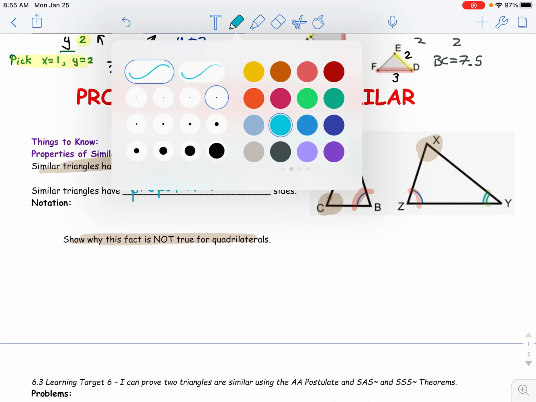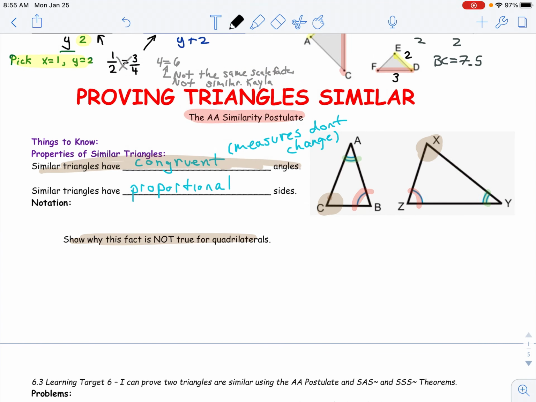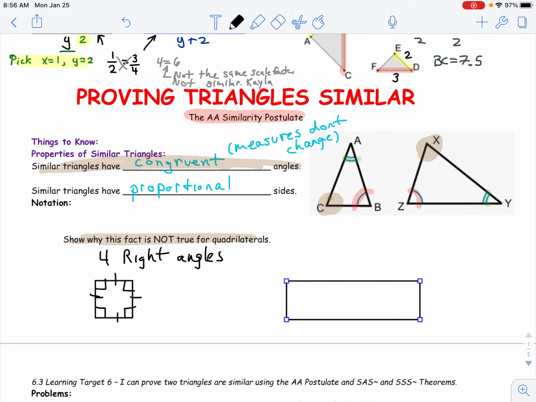Show why this is not true for quadrilaterals, and this kind of goes to that Kayla and Marcus problem we just did. If I have a square, it has four right angles. Then we're going to do a rectangle. Fun fact, did you guys know the definition of a rectangle is a quadrilateral with four right angles? So we could even say that the left and right side are the same as the square, but the top and bottom aren't.